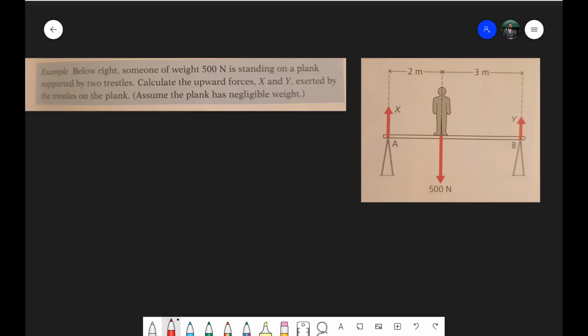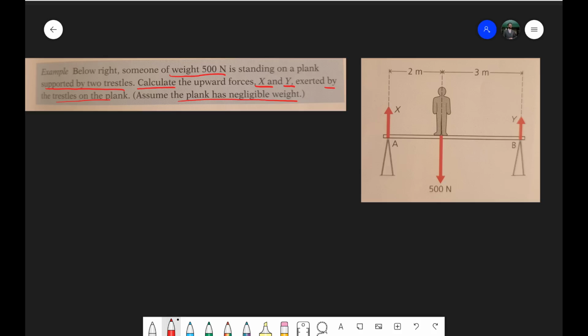Now it says below on the right, someone has a weight of 500 Newton. As shown on the diagram, the person standing on the plank has a weight of 500 Newton. It's supported by two trestles, and they're saying calculate the upward forces X and Y applied by the trestles on the plank. And they're saying that the plank itself has a negligible weight, so we can ignore the weight of the plank in this question.